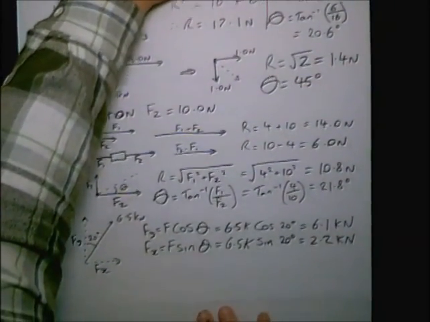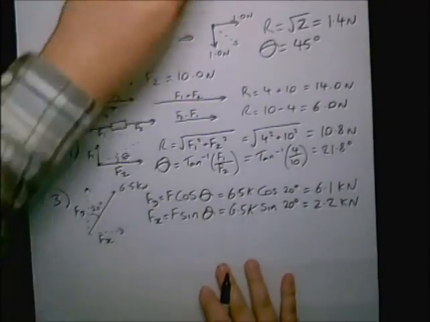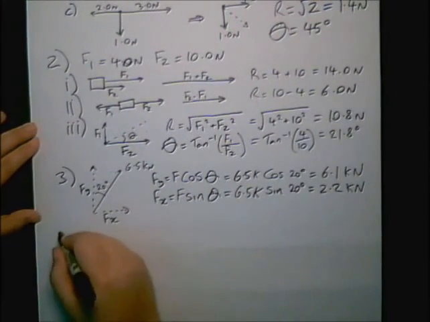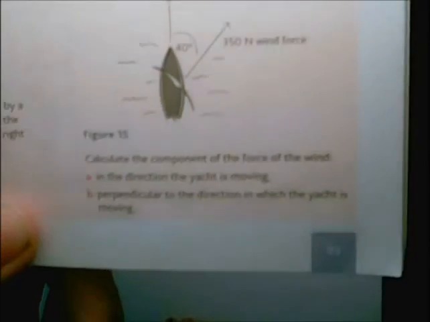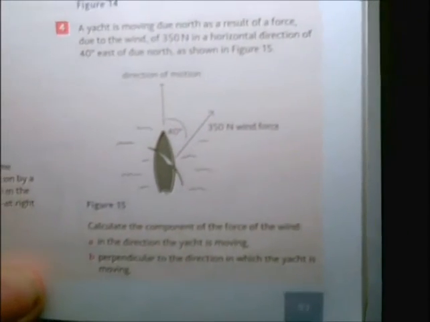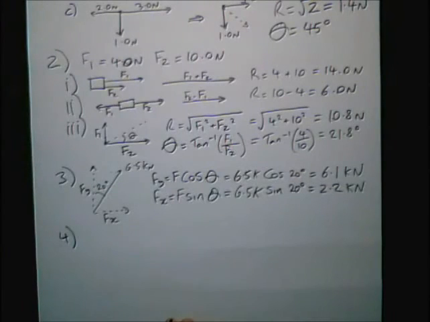Okay, last question. Let me just move this paper. Question 4. A yacht is moving due north as a result of a force due to the wind of 350 newtons in the horizontal direction of 40 degrees east of due north, as shown in figure 15. Very complicated wording. Let's have a look at figure 15. So we've got a yacht moving along. So I'll read that again.